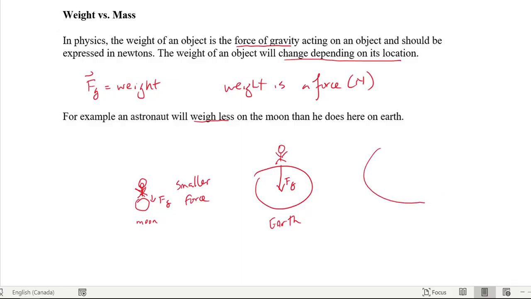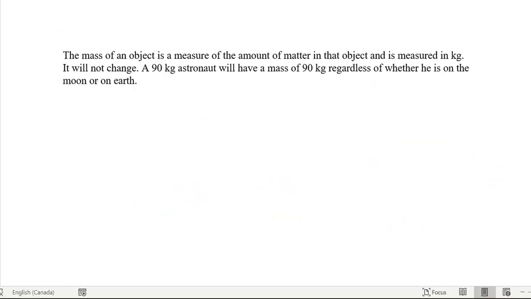If you went to a bigger planet, like say Saturn, which is much bigger than what I've drawn, then you will feel you have a much higher force, and you'd actually feel heavier. Mass, on the other hand, is a measure of the amount of matter in an object. It's measured in kilograms, and so it will not change. So a 90-kilogram astronaut is still going to be 90 kilograms whether he's on the moon or the Earth. The amount of matter doesn't change. Okay? So mass is the amount of matter.